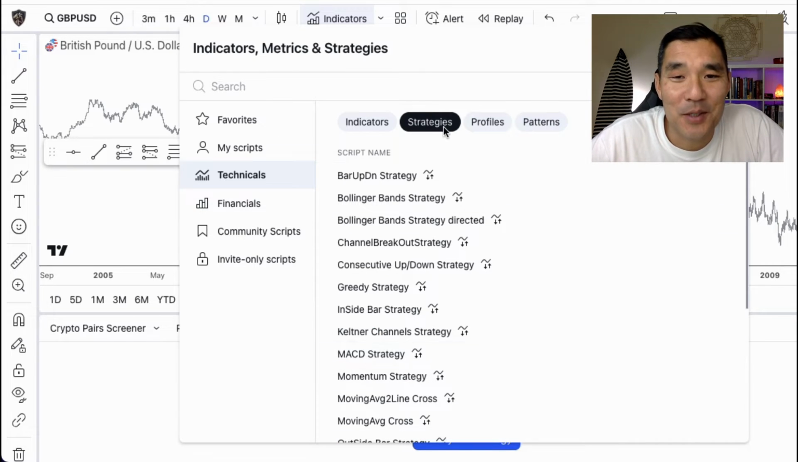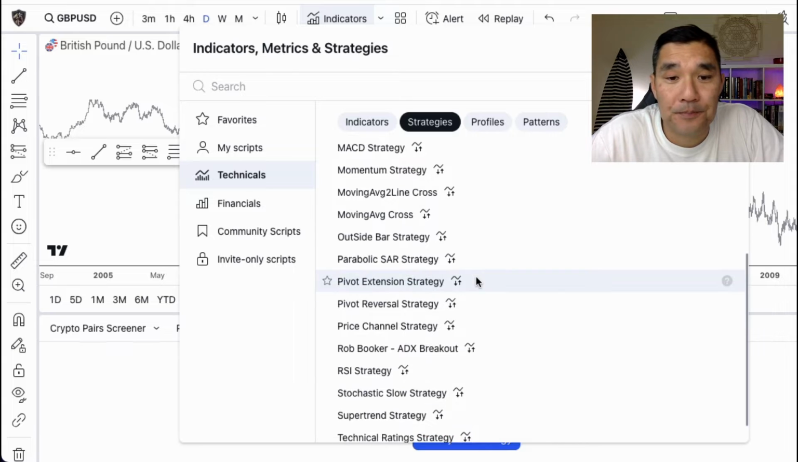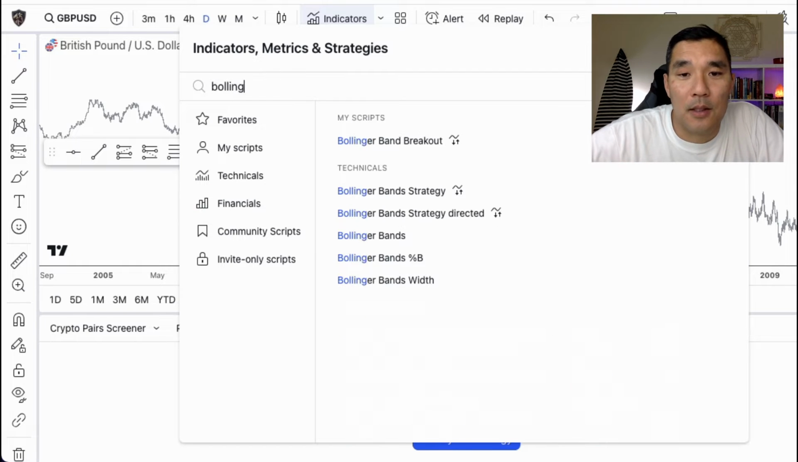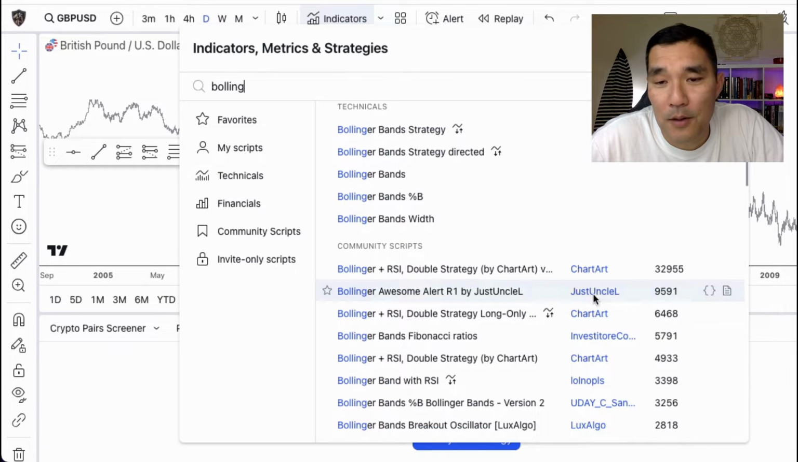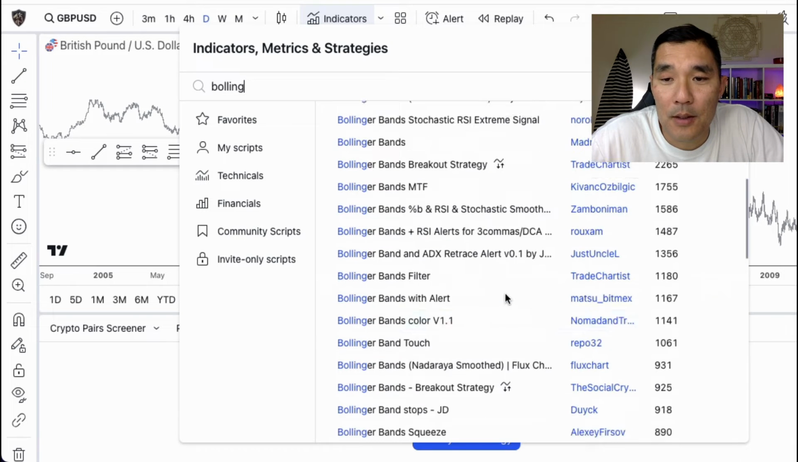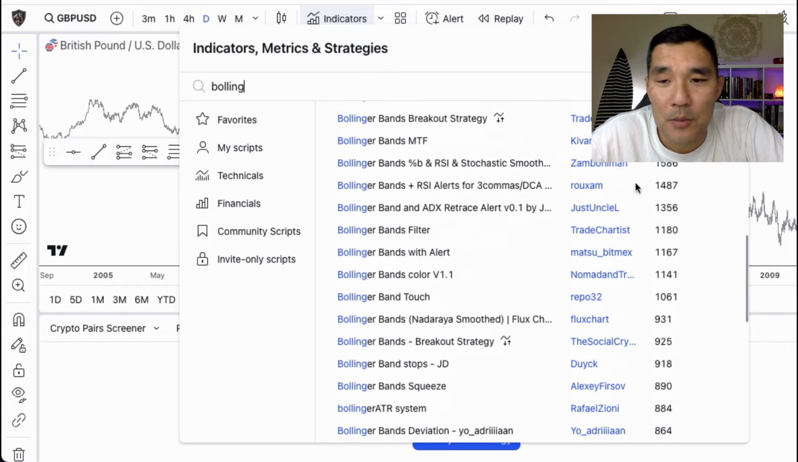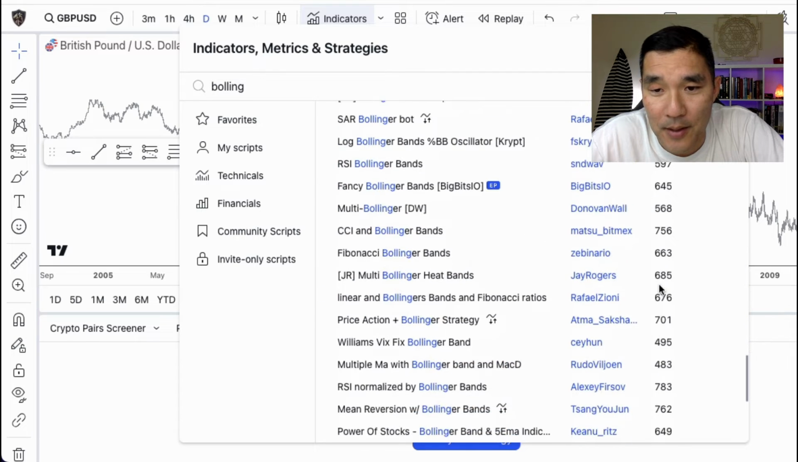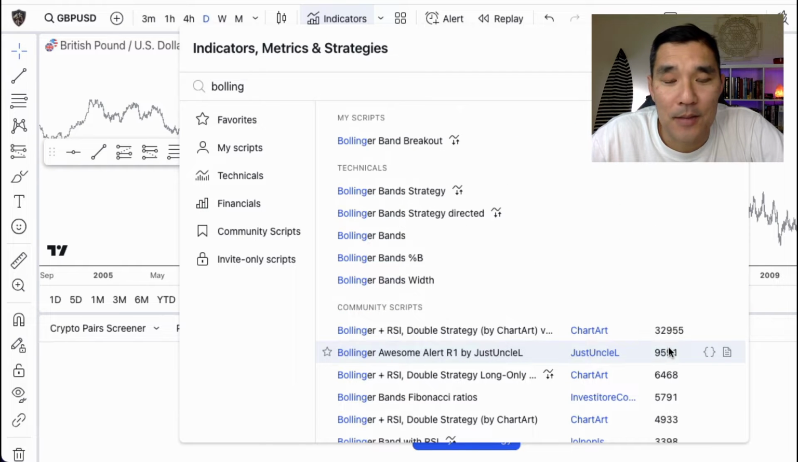Okay, so when you click on that button, go to strategies and look for a strategy that you want to test. So you can search by name. So let's say that you're looking for Bollinger Bands strategies. You have a bunch of technical strategies here. You have community scripts, and you have the author of the script here. So you can try all of these out. And the number on the right here, I believe, is the number of people who are using the script. So you can see the most popular ones at the top, and then it goes down. Oh, it's not necessarily sorted by that. But generally it's mostly sorted by that. Okay, so that's how you get the strategies.